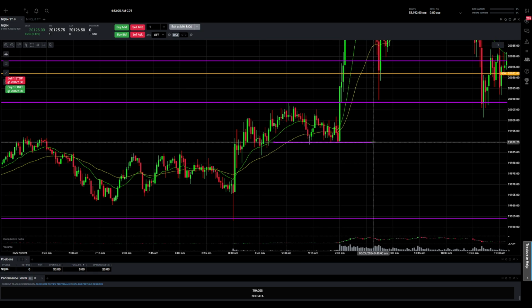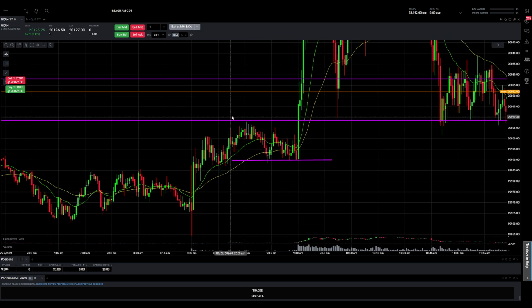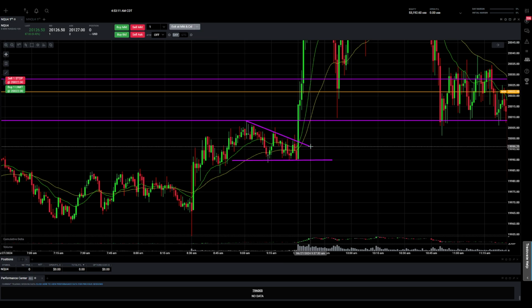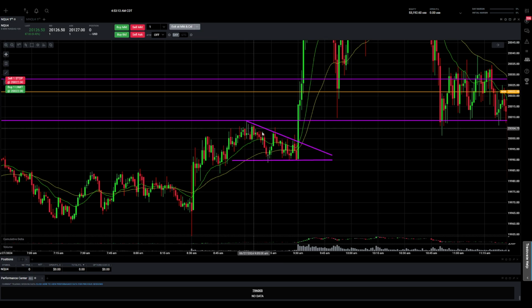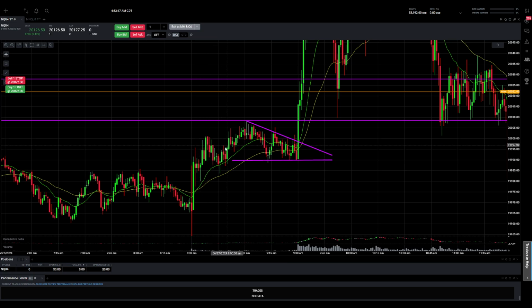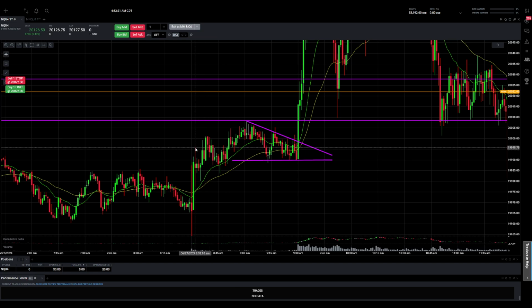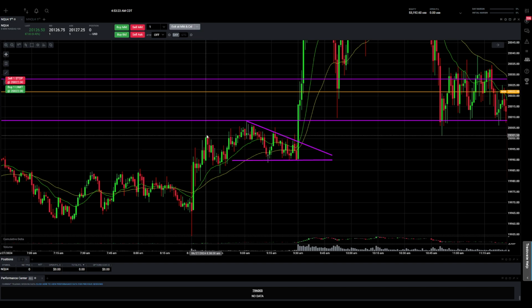So just right over here, we developed a support, right? And then like a pennant of some sort. Originally, we were coming through here, we were gonna get something called an inversion. So basically, the sellers were able to hold it at this value. We pushed back above it, and then the sellers pushed it back below.